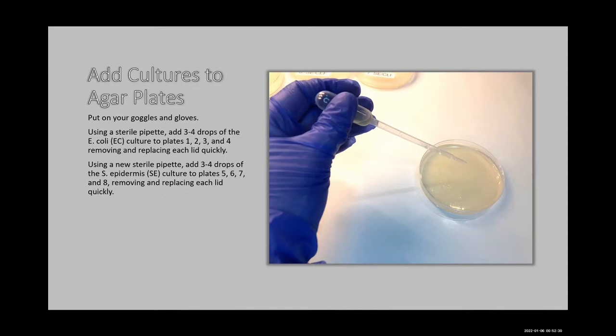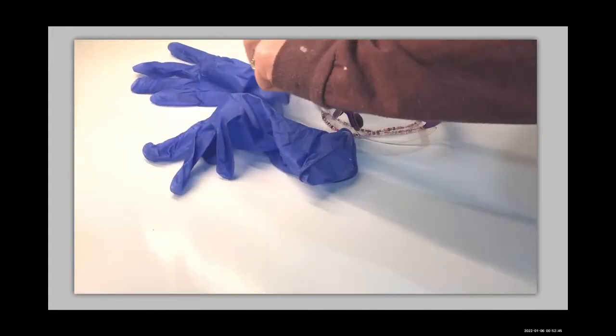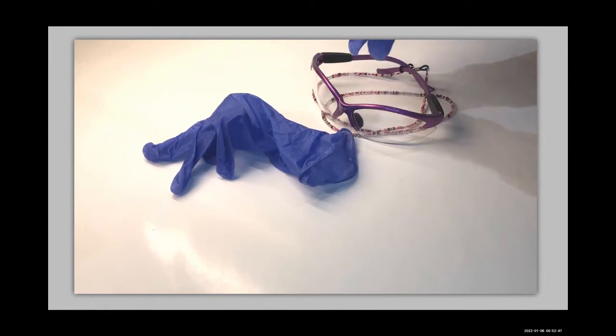And then we will repeat this process using a new sterile pipette and adding 3 to 4 drops of S. epidermidis culture to plates 5, 6, 7, and 8. We will quickly remove and replace each lid. Don't forget to put on your gloves and goggles first.